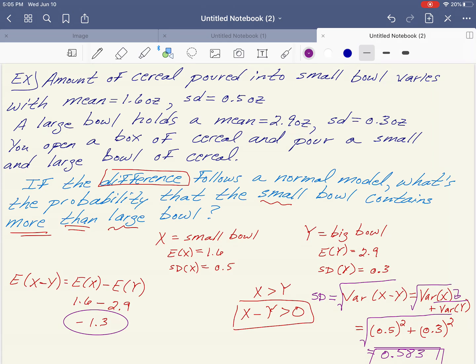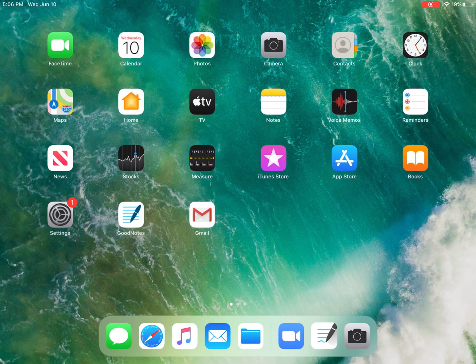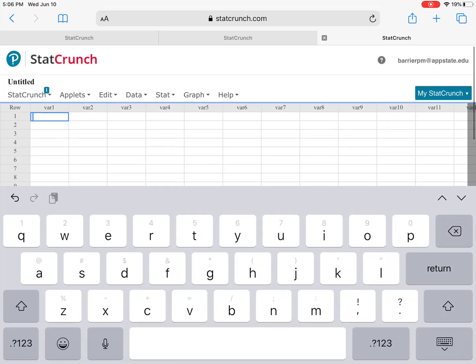So let's go now to the normal calculator to find the probability. Before I go there, maybe some sketching out of what we're looking for will help though, because we are focusing on x subtract y, but we've been asked, what's the probability that x subtract y is greater than 0? What is that probability equal to? This is the big question. So let's take these features and go over to the normal calculator.